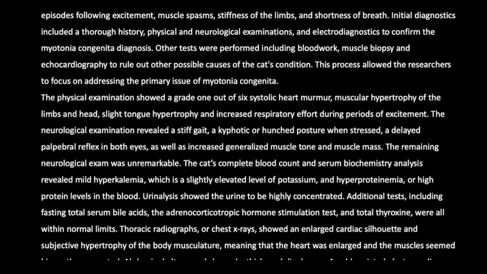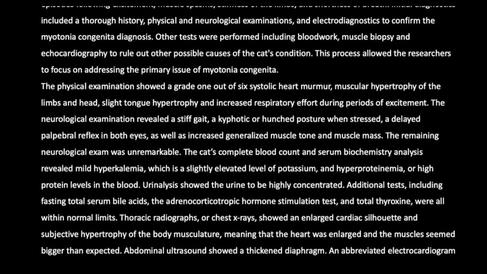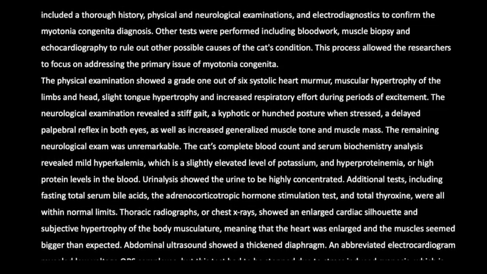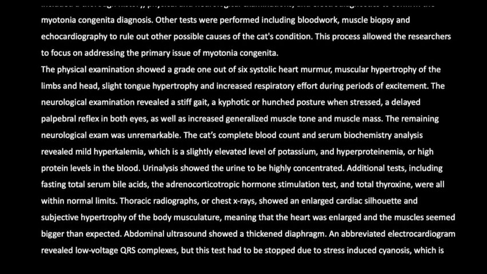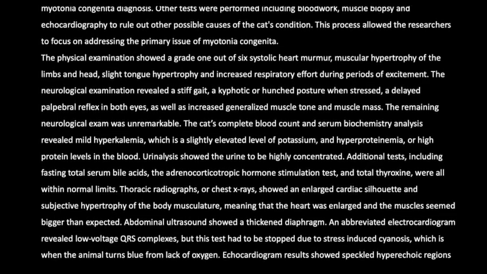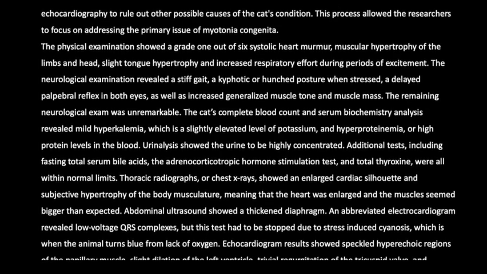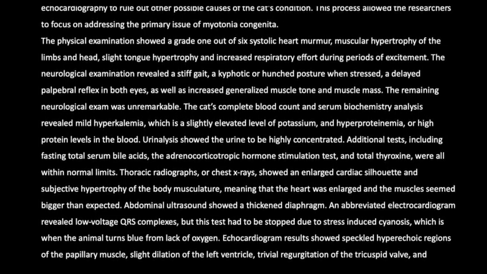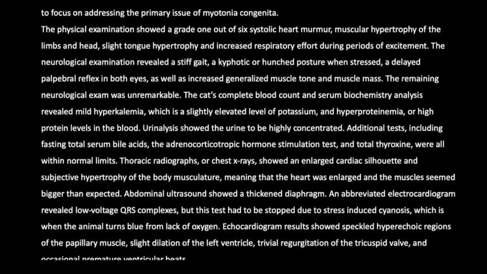The physical examination showed a grade 1 out of 6 systolic heart murmur, muscular hypertrophy of the limbs and head, slight tongue hypertrophy and increased respiratory effort during periods of excitement. The neurological examination revealed a stiff gait, a kyphotic or hunched posture when stressed, a delayed palpebral reflex in both eyes, as well as increased generalized muscle tone and muscle mass. The remaining neurological exam was unremarkable.